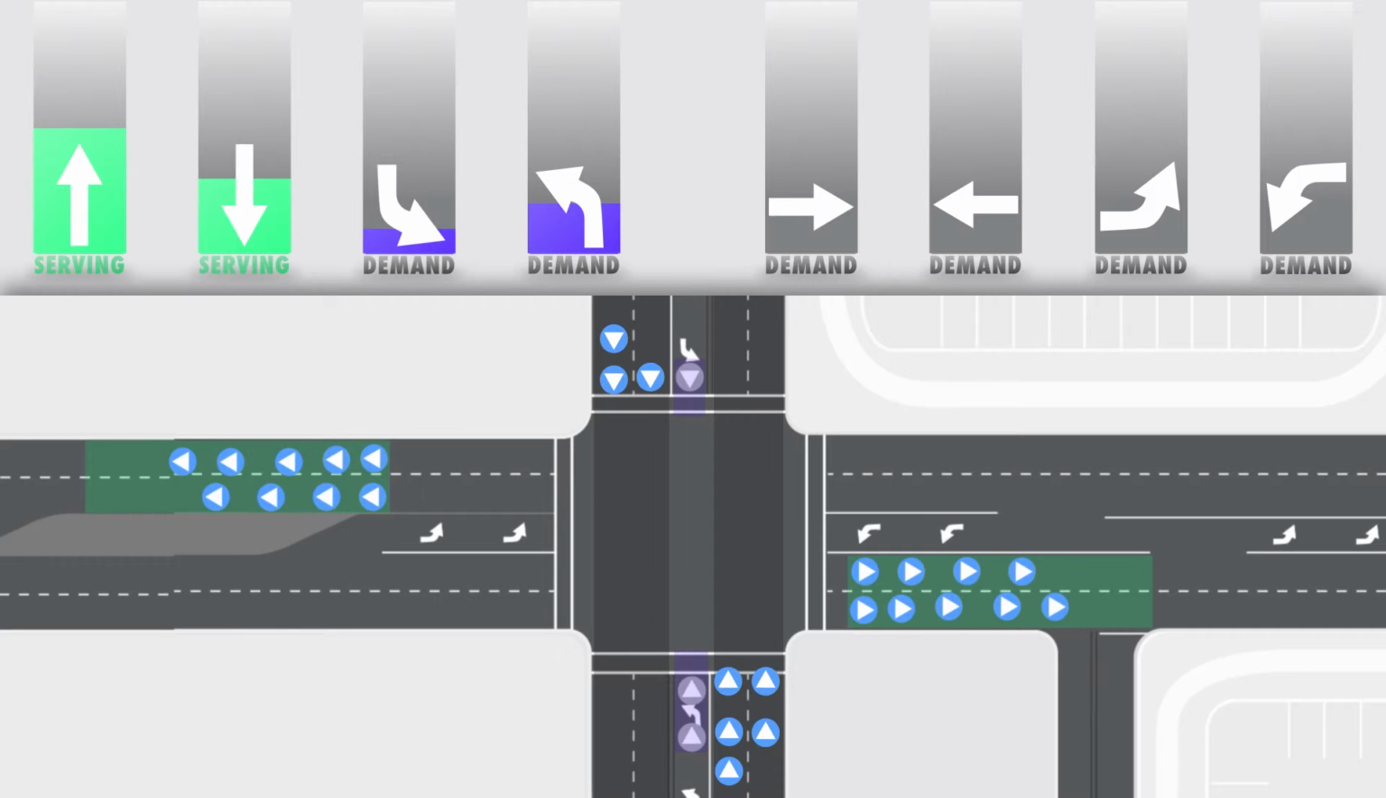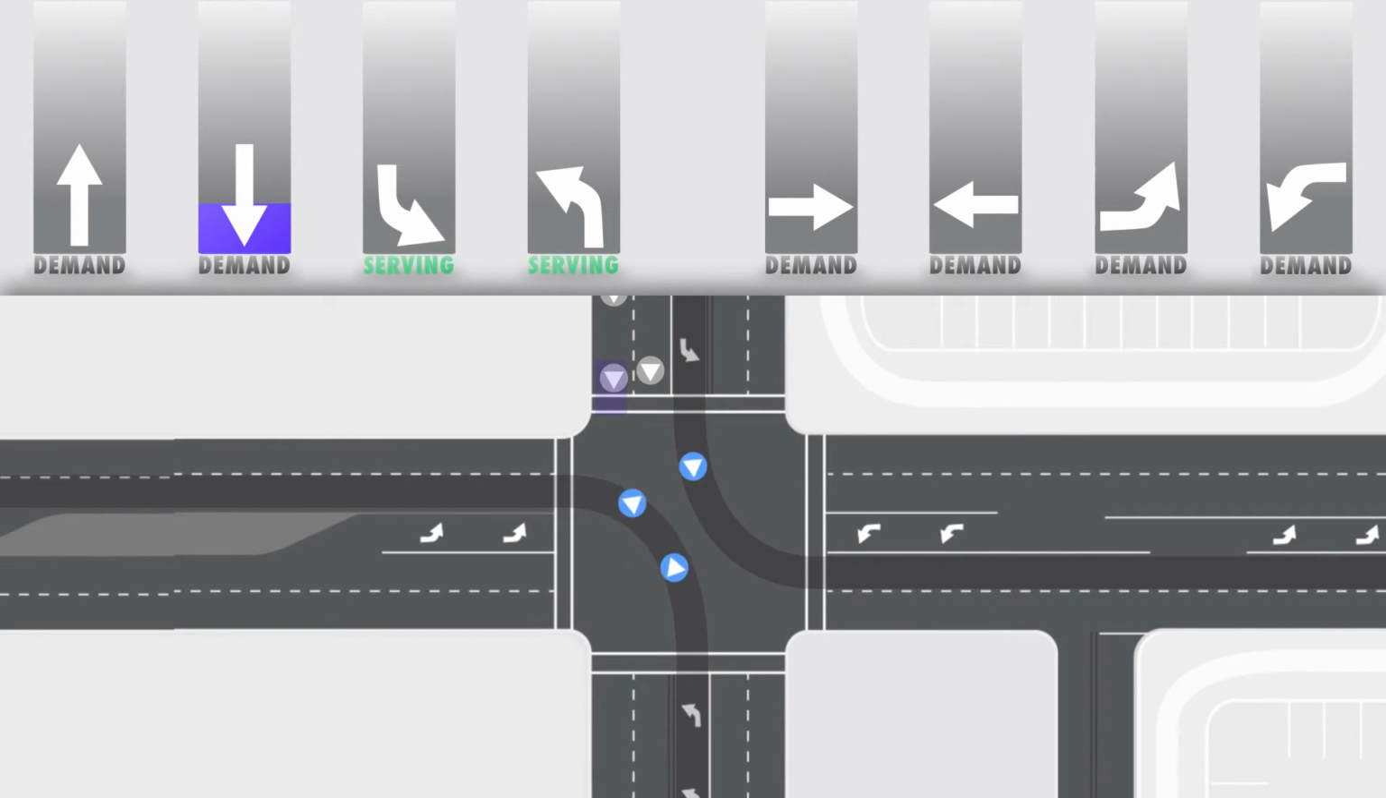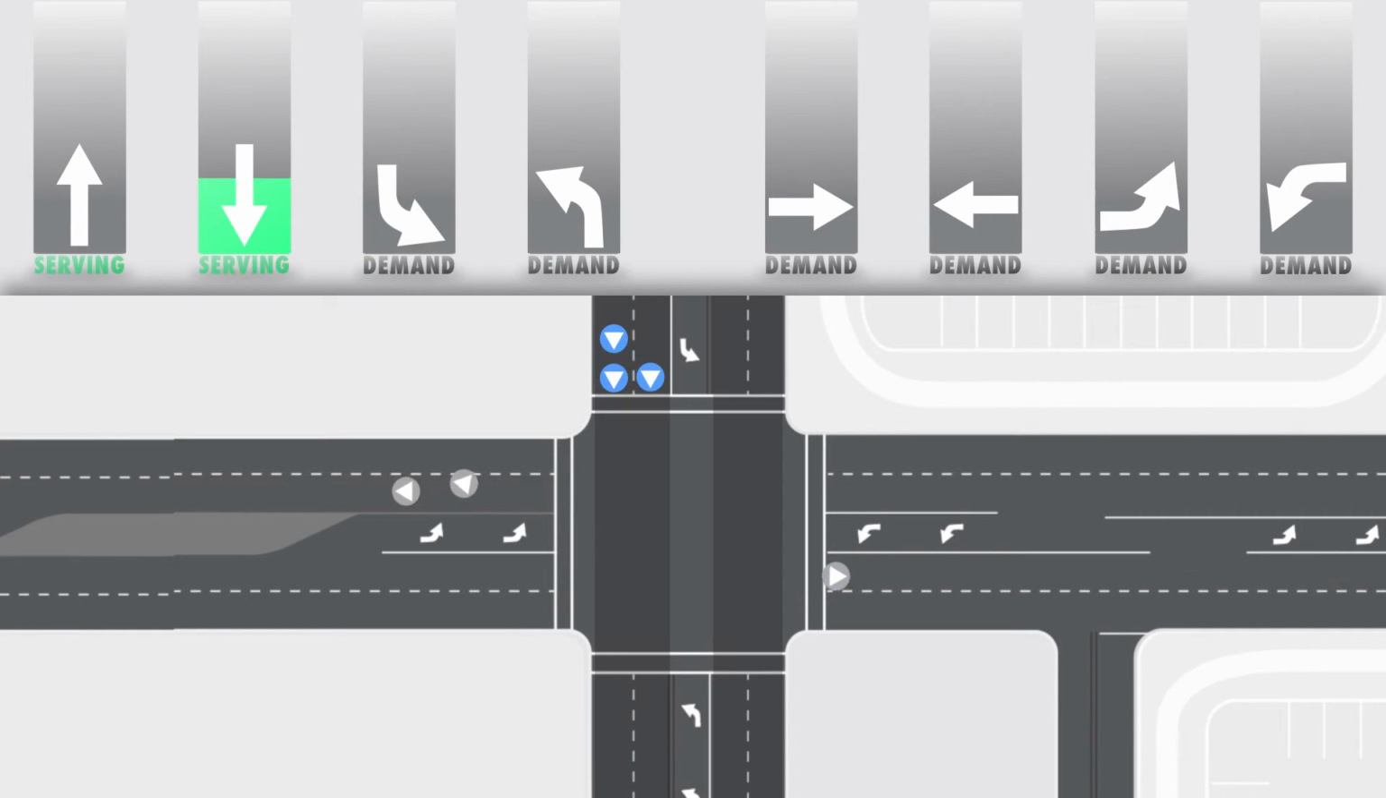InSync turns its attention to the side street approaches and serves the best 2 non-conflicting phase pairs. In this case, it's the north and southbound throughs, followed by the north and southbound lefts. At this point, all of the originally occupied phases have been served, and InSync still has extra time for another phase pair to be served before the arrival of the green tunnel, so it reserves the southbound through.